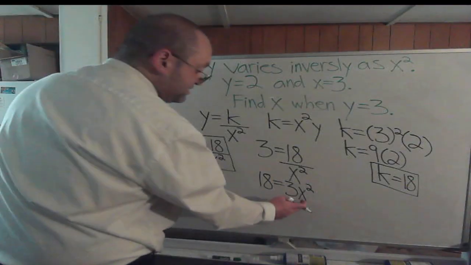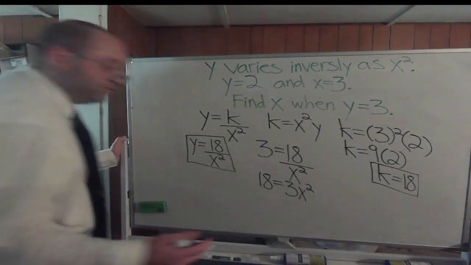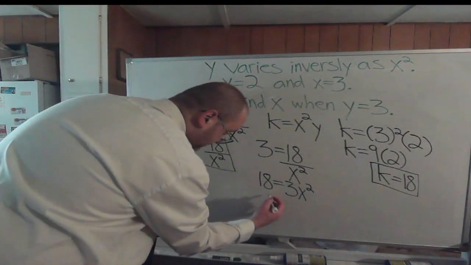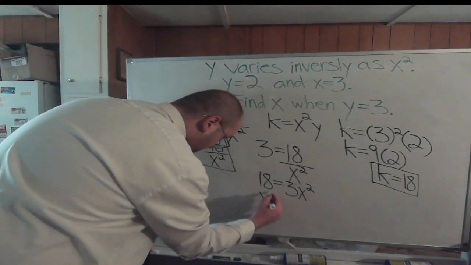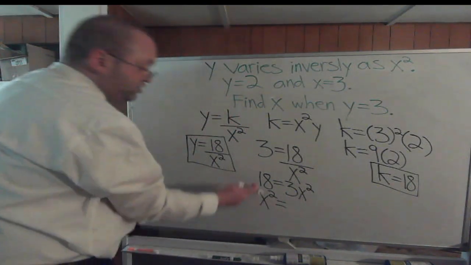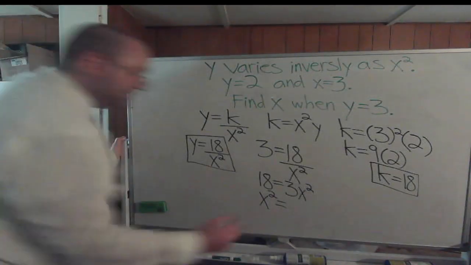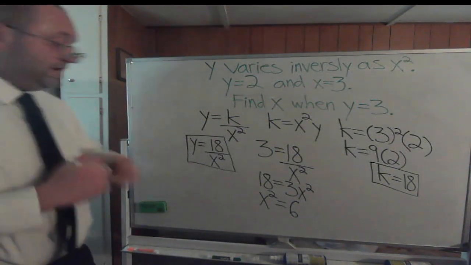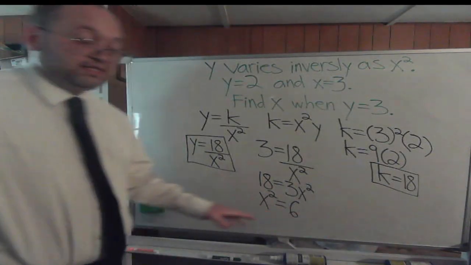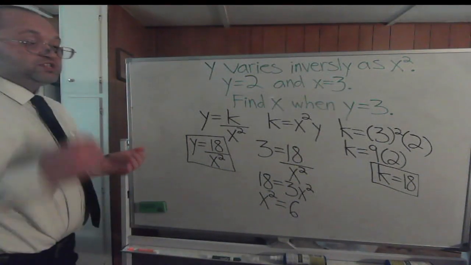Well, we want to get the x squared by itself, so you have to divide both sides by 3. If you divide the right side by 3, you just get x squared by itself, which means you have to divide the left side by 3. 18 divided by 3 is 6. Well, we have x squared equals 6. We want to just solve for x.